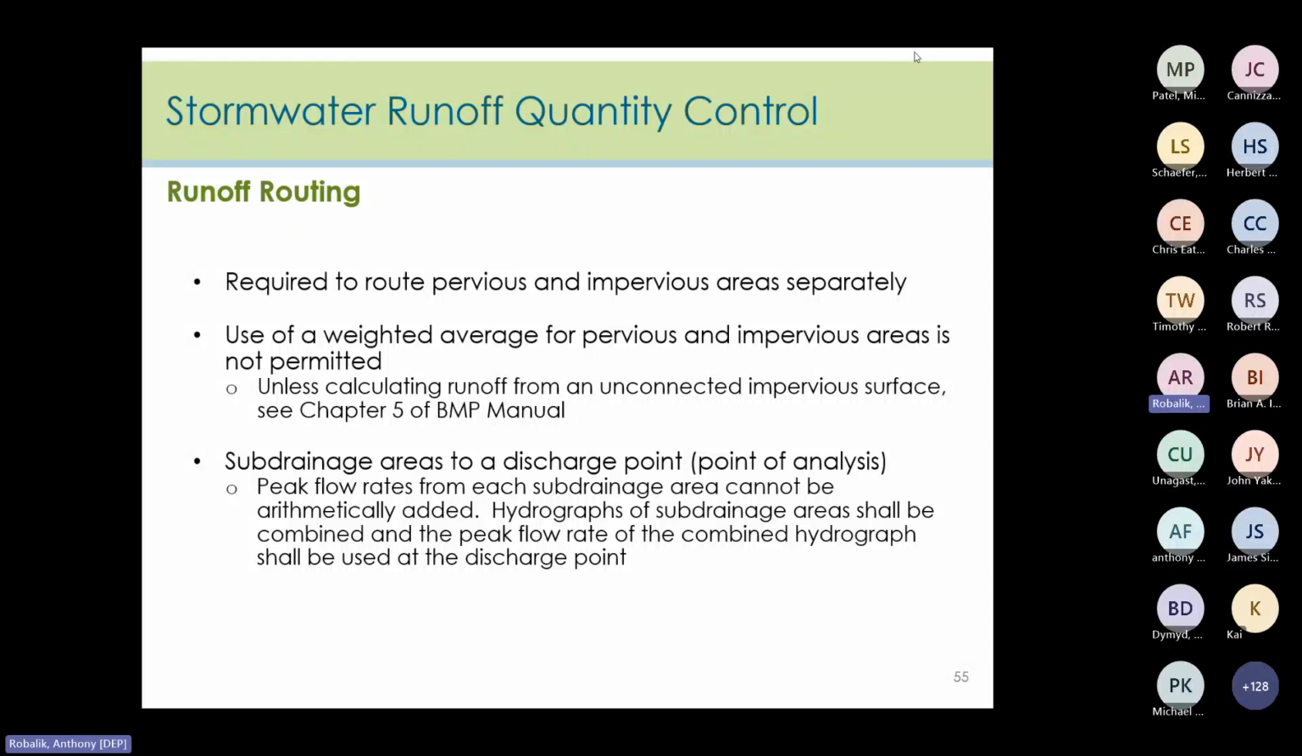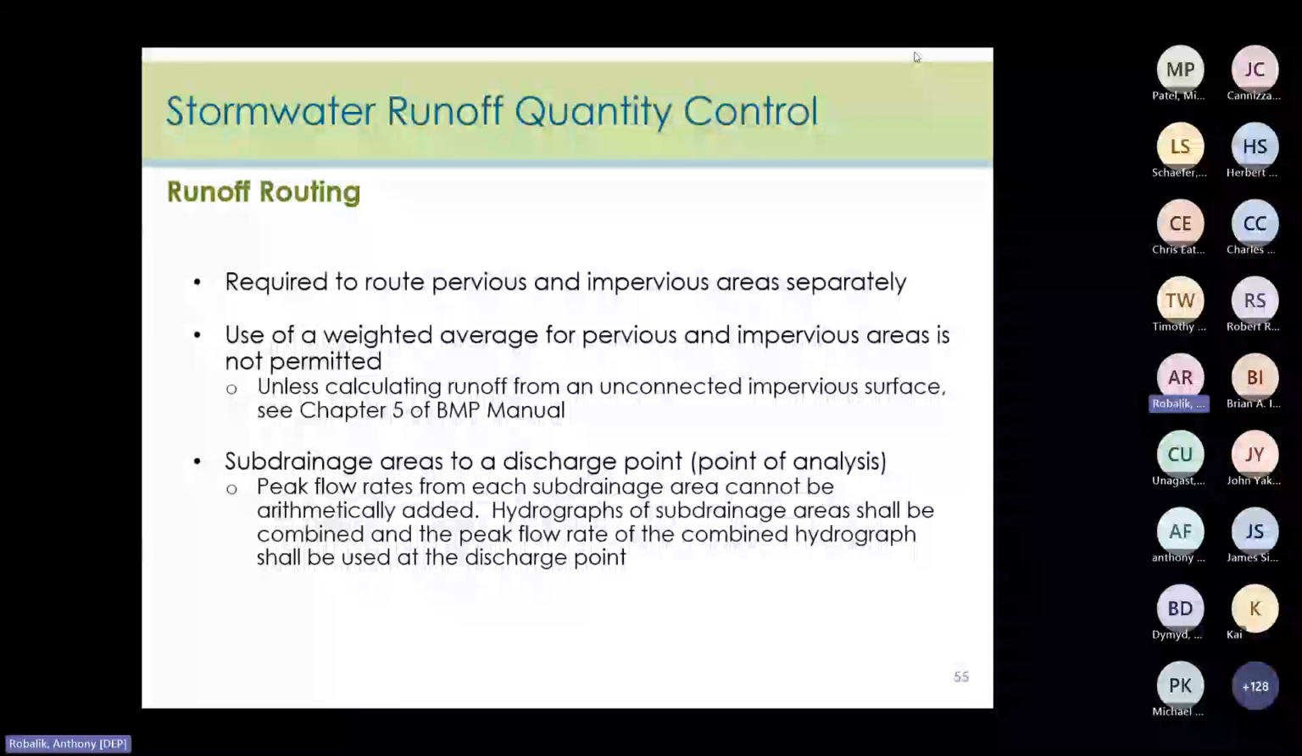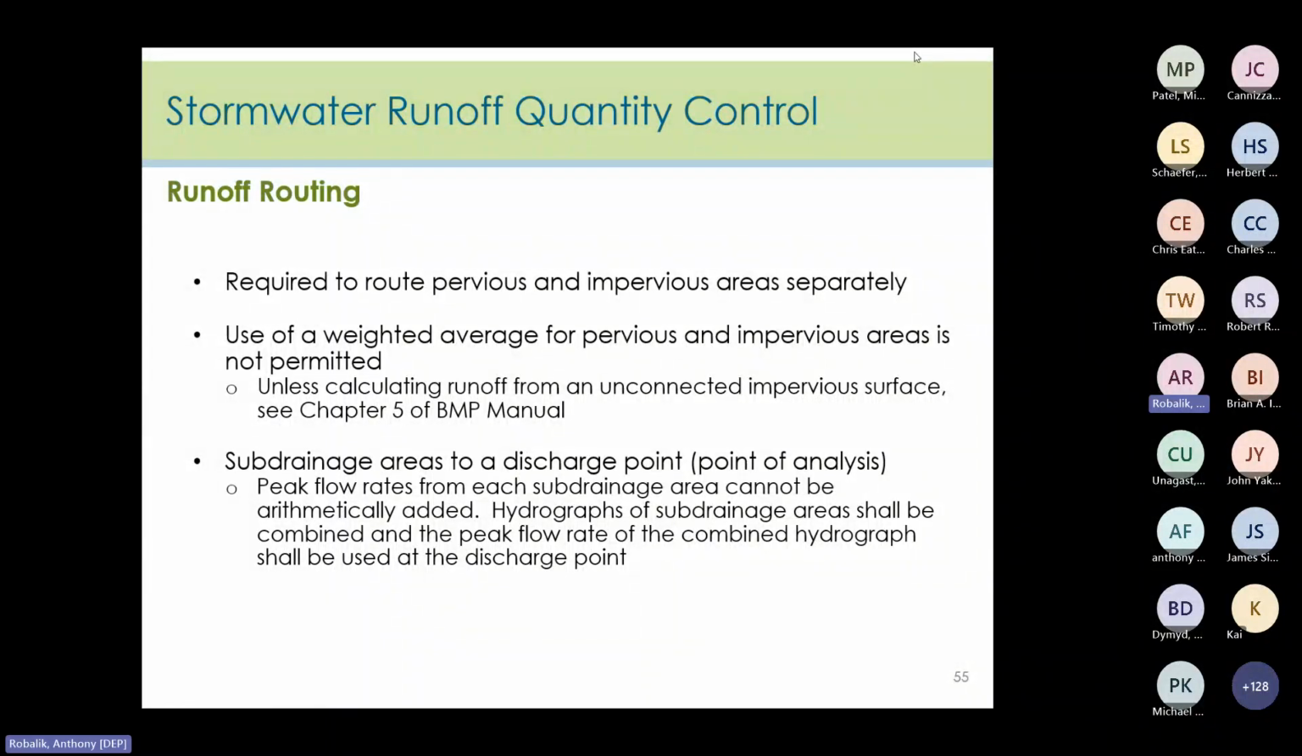If the reviewer sees that a weighted average of pervious and impervious areas was being used, they should note that that is incorrect. And please take a look at Chapter 5 of our BMP manual if you're routing runoff from an unconnected impervious area. And the last point on the slide is if an off-site discharge point or a point of analysis receives runoff from several sub-drainage areas, then the peak flow rate at the discharge point cannot be a simple sum of the peak flow rates from each of the sub-drainage areas. The hydrographs from each sub-drainage area should be combined to find the peak flow rate at the discharge point.